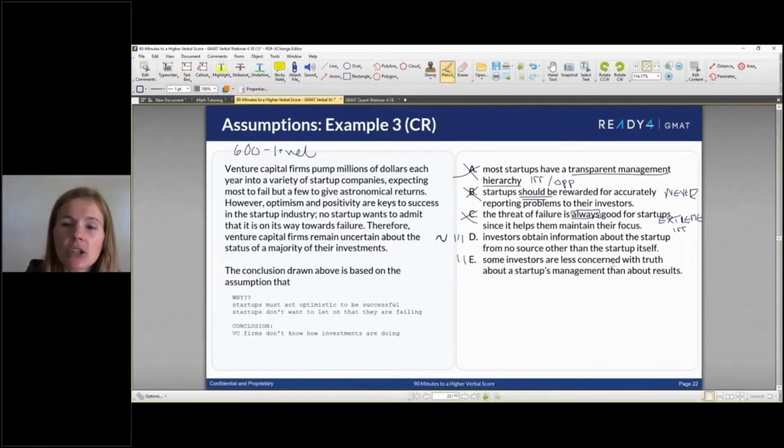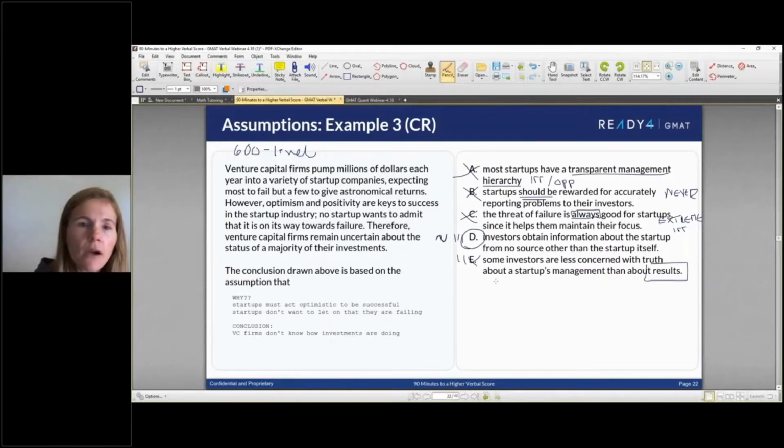E: some investors are less concerned with the truth about the startup's management than about results. Well, again, we're interested in why VC firms don't know how their investments are doing. So you might say that because the VC firms are more interested in startups' management than in the results, maybe they don't go and investigate the results. But again, that's not nearly as close an explanation as, well, the VC firms just clearly should have other sources of information other than the startups themselves. So the answer to this, guys, is D.